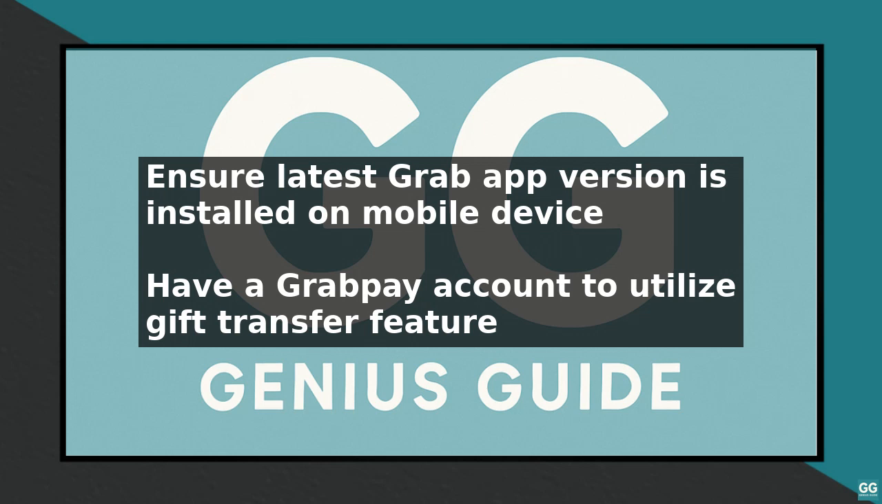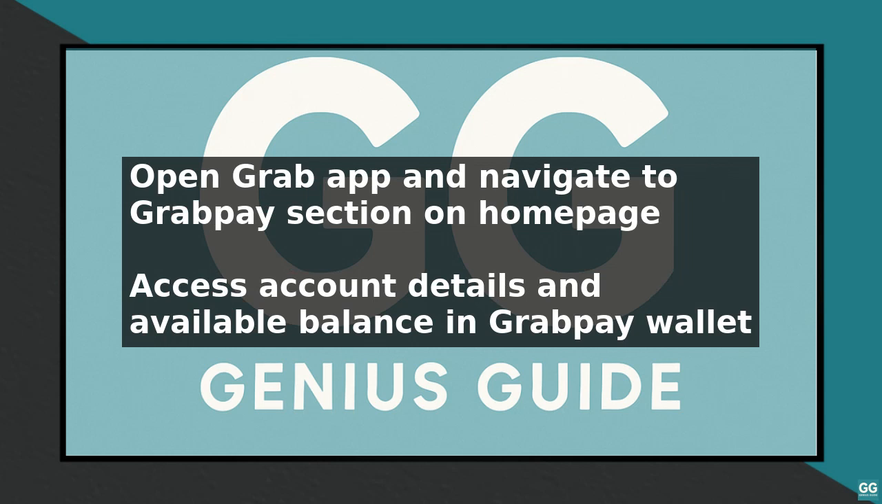This is usually found on the homepage of the app, represented by a wallet icon. Click on the Grabpay wallet to access your account details and available balance. Next, look for the option to add or transfer money into your Grabpay wallet. This option may be labeled as Top Up or Add Money. Click on this option to proceed to the next step.